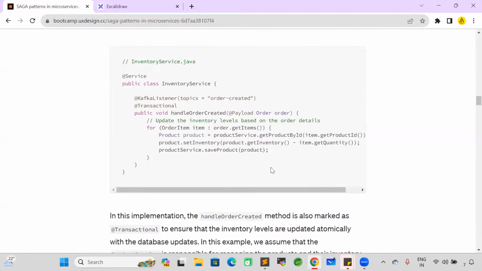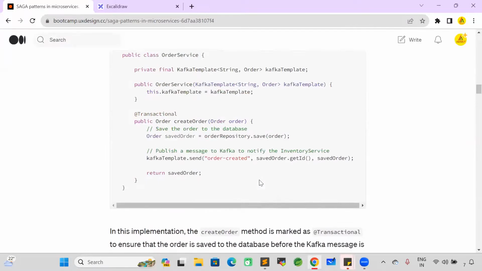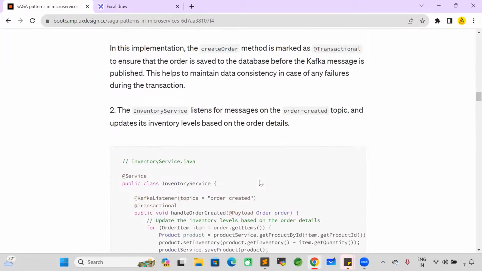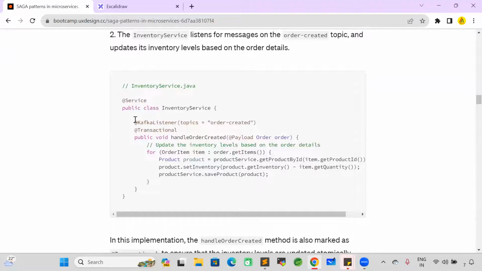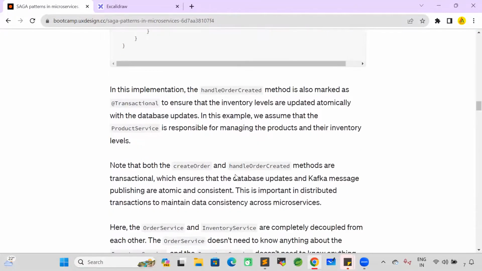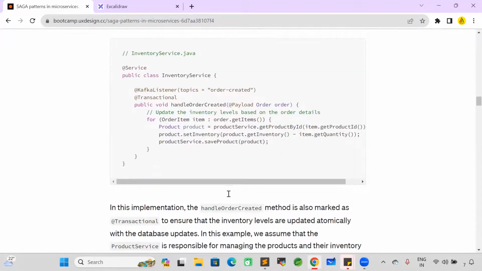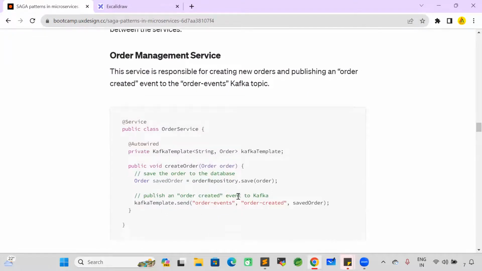Okay. Then once the order is created, it will go to inventory service. Inventory service will be listening and update the inventory levels based on the order details. So whatever order we have placed, we need to reduce the inventory information, minus that inventory information in the store. Then update the inventory. Once the inventory is updated, it will publish one message. Then after that payment will be triggered.